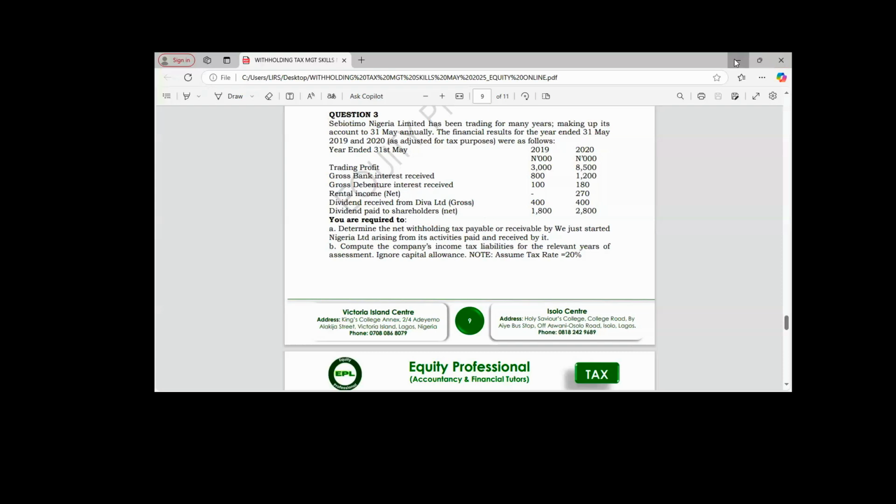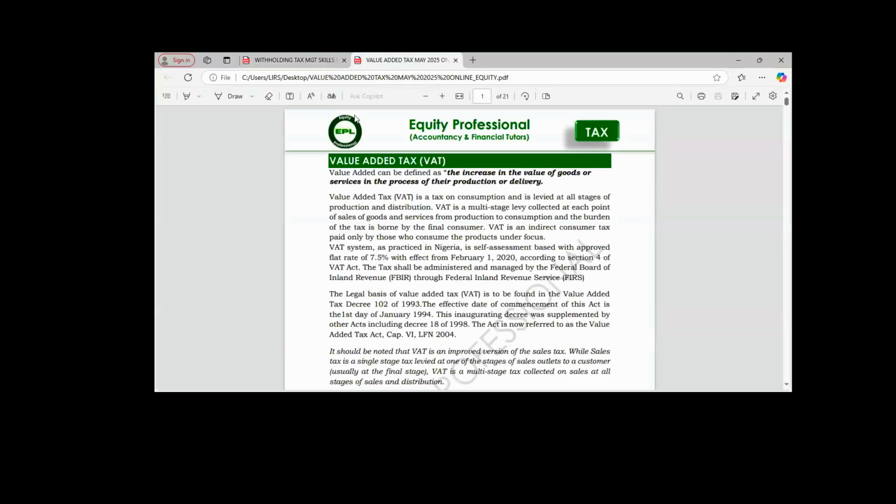In the absence of any question, we have successfully completed the information on withholding tax, the class of withholding tax. So before we go today, we are going to introduce ourselves to the next topic we are going to be treating, which is value added tax. So we are going to start with that, continuing from our next line of topic.